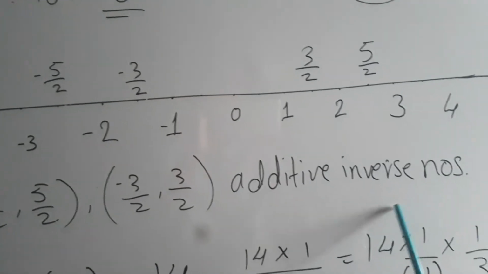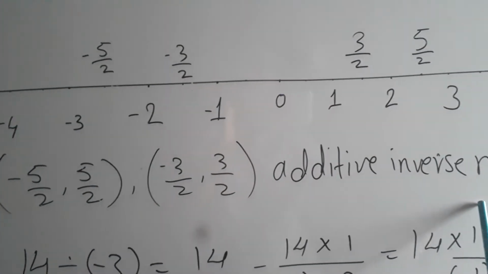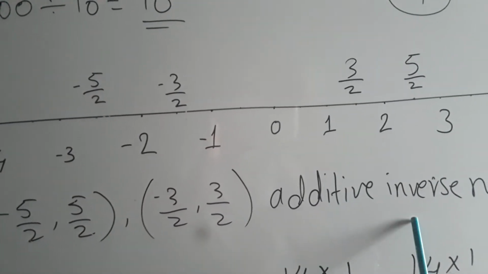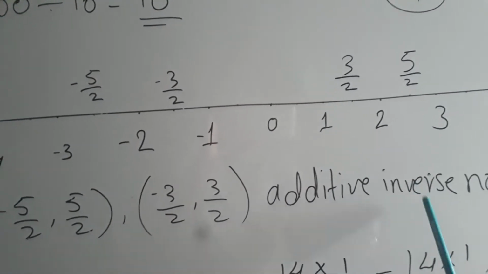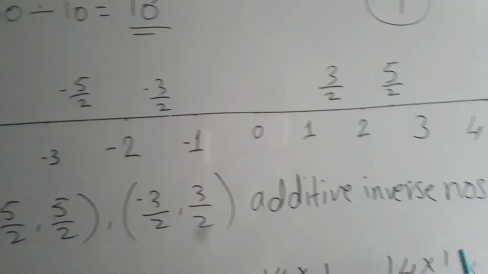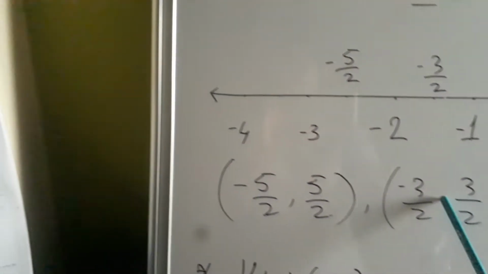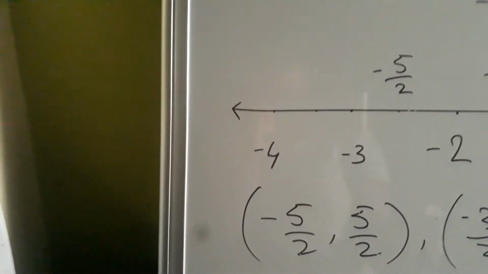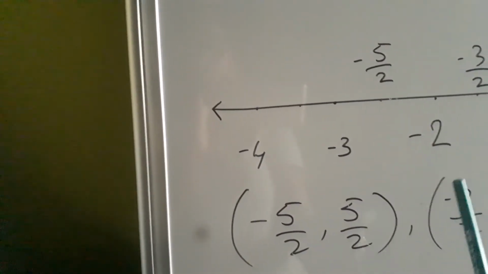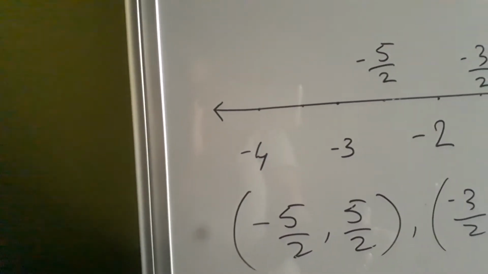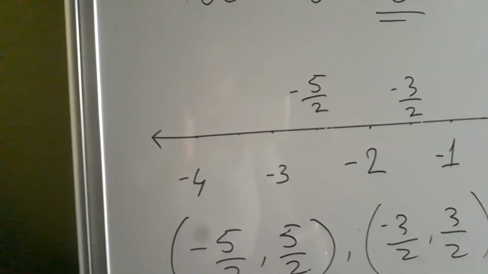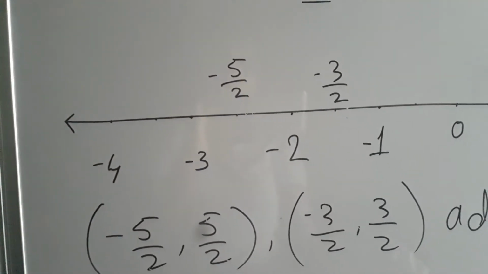These numbers are called additive inverse numbers. What are additive inverse numbers? The word itself tells you: additive, addition. Inverse, reverse. That is like when we write 1 upon. For example, I say inverse of 4 will be 1 upon 4. So an additive inverse number, in another way you can understand it as a number that, when you combine it with another number, is going to give you 0. For example, minus 4 plus 4 will give me 0.